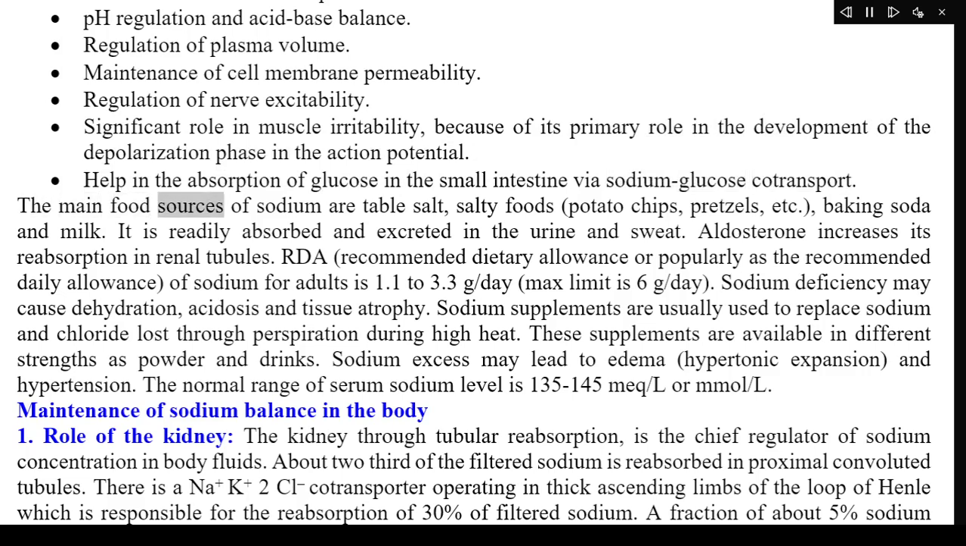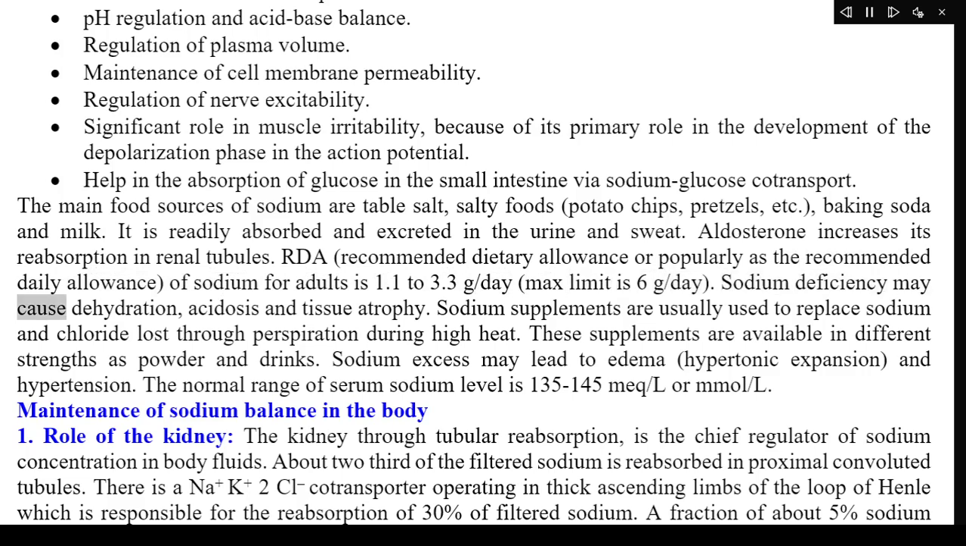The main food sources of sodium are table salt, salty foods, potato chips, pretzels, etc., baking soda and milk. It is readily absorbed and excreted in the urine and sweat. Aldosterone increases its reabsorption in renal tubules. The RDA, recommended dietary allowance, or popularly the recommended daily allowance, of sodium for adults is 1.1 to 3.3 g/day; the max limit is 6 g/day.